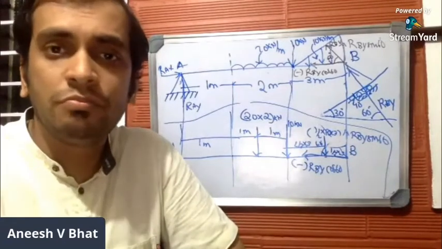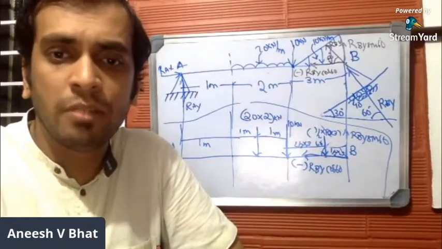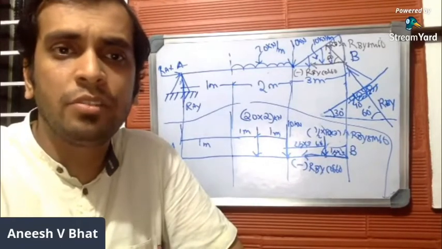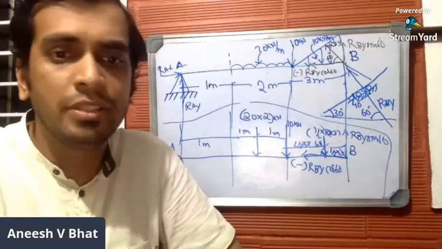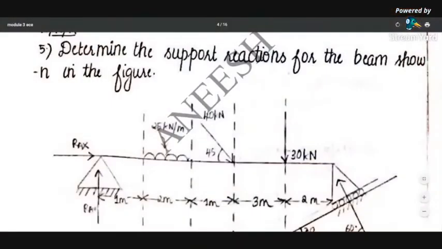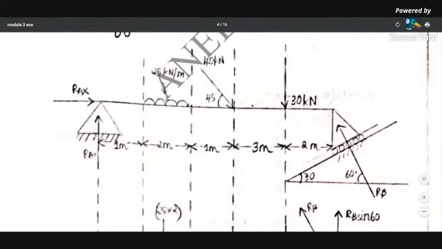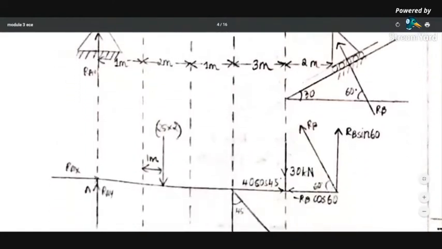So we went through around 4 to 5 problems. You can go through problem number 5 in your notes. It will be the same as the previous one. If you just observe, even here you don't have a UVL, but you have an inclined force as well as the support is inclined here. So RB will be inclined. It will be drawn in this way, making an angle of 60 degrees. So once it is inclined, you have to resolve it into its horizontal and vertical components.